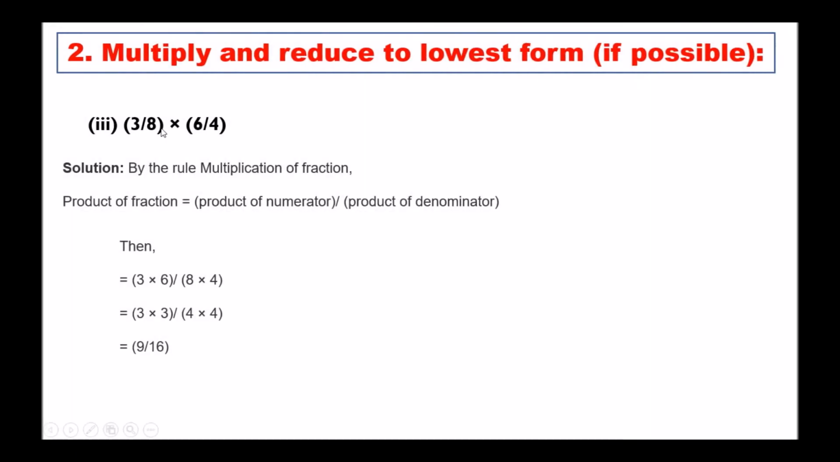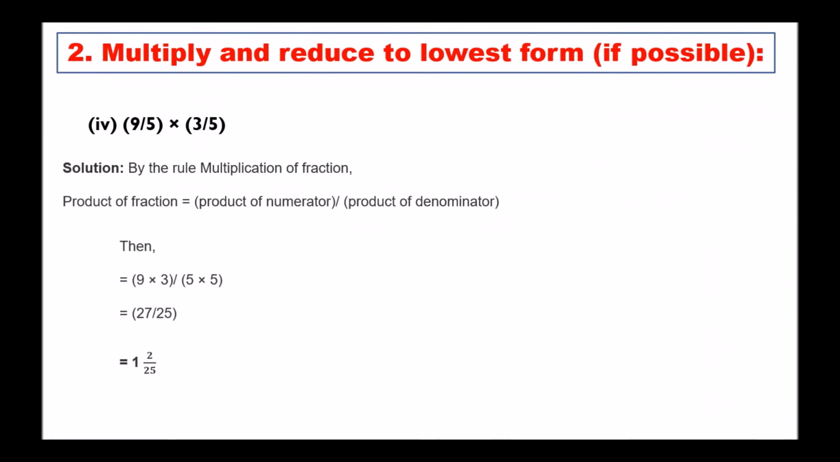Next, 3 by 8 into 6 by 4. Same by the rule of multiplication of fraction we will do. So we will first multiply, but we can cut 6 and 8. So we can cut this by 2. So 3 2s are 6 and 4 2s are 8. So we will multiply 3 into 3, that is 9, and 4 into 4, that is 16. So the answer is 9 upon 16.